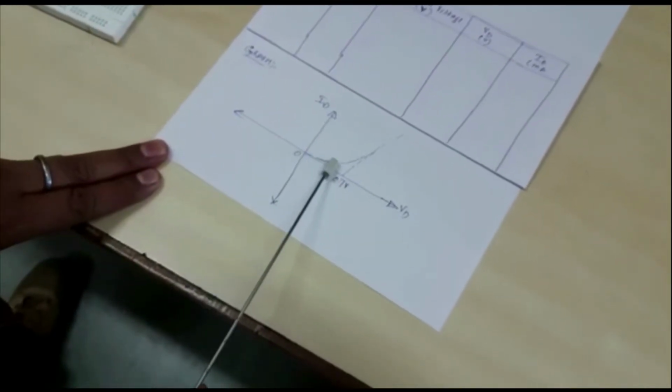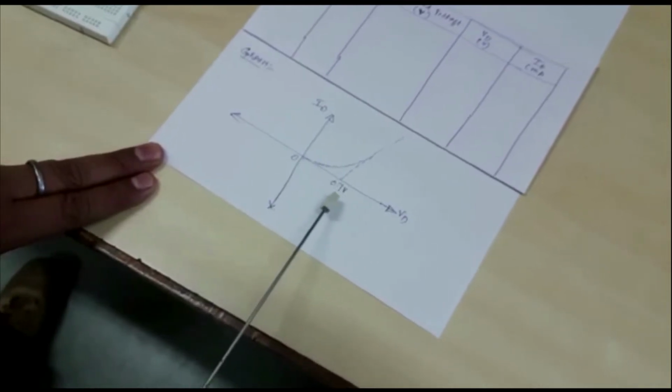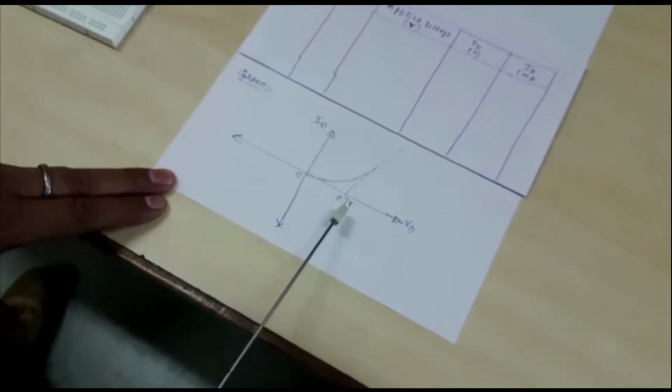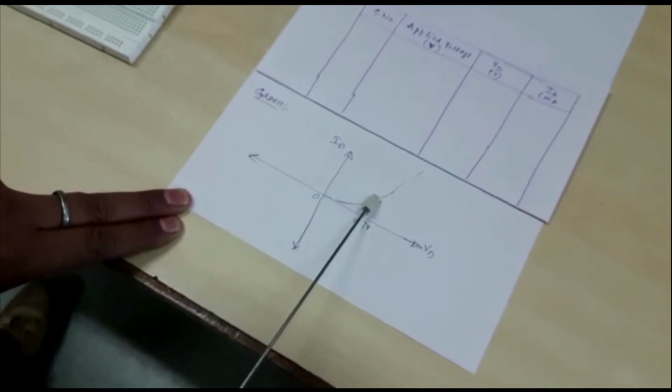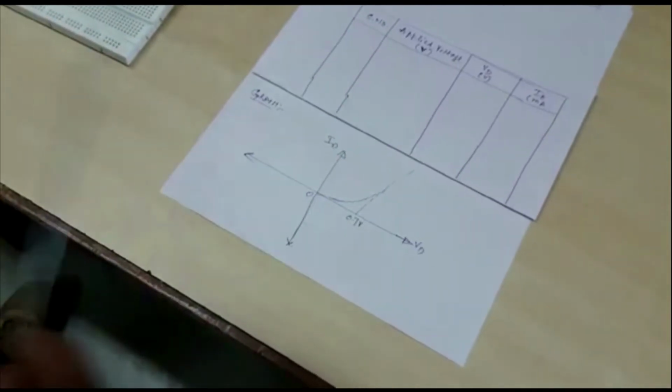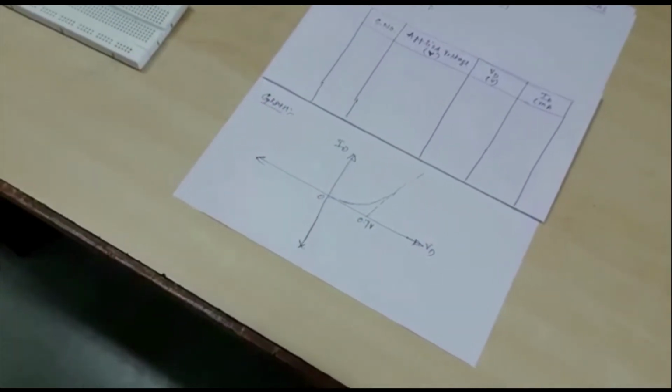Initially the current is low, almost negligible, but after the threshold value or cut-in voltage, that is 0.7 volt in this case for silicon devices, the current will increase. The current will be sufficient. Now this is the forward bias. Next we come to the reverse bias of the PN junction diode.